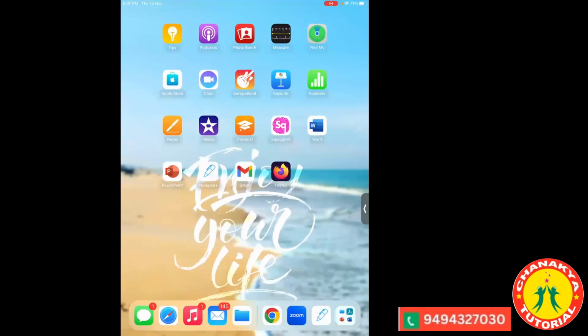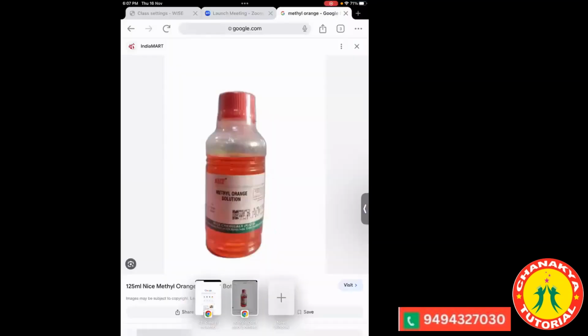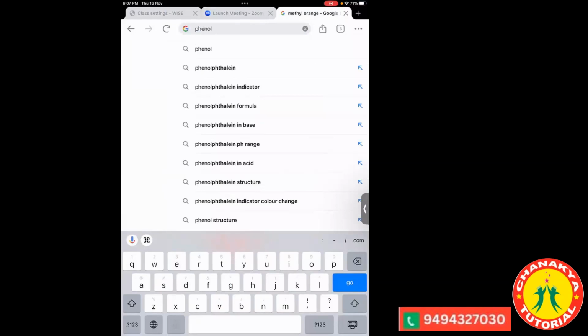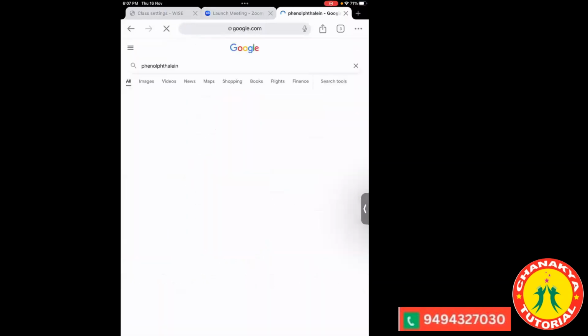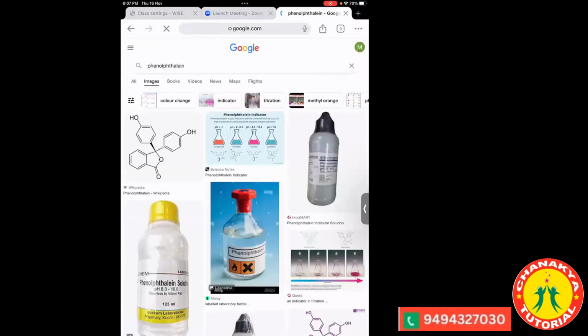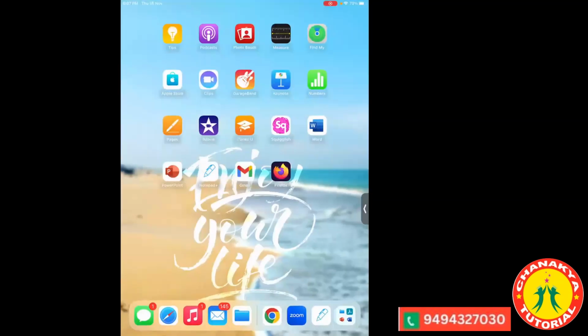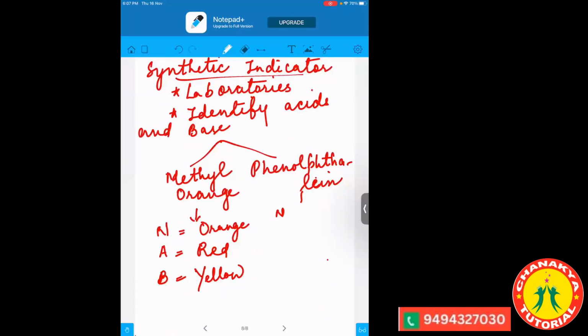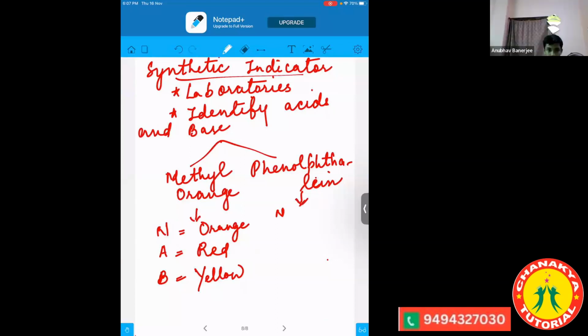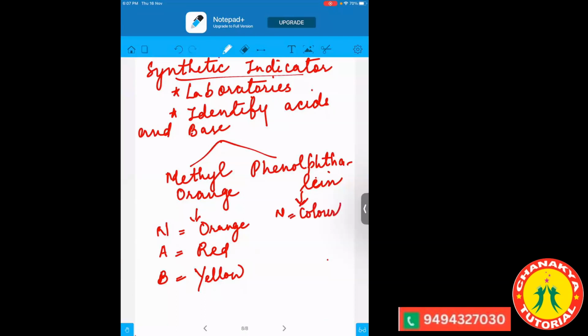Now I'll show you the phenolphthalein. So this phenolphthalein is colorless. You can see the bottle also. This is the bottle of the phenolphthalein. It does not have any color. So in the neutral condition, what will be the color of the phenolphthalein? Colorless. And in the acidic condition also, they are colorless. Whereas in basic, they will be converting into pink color.